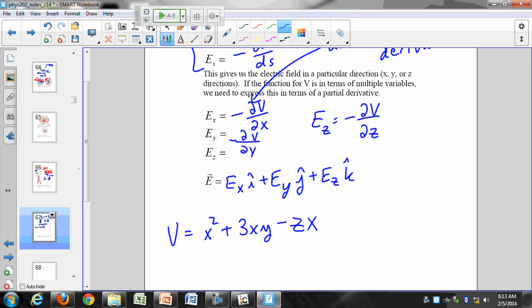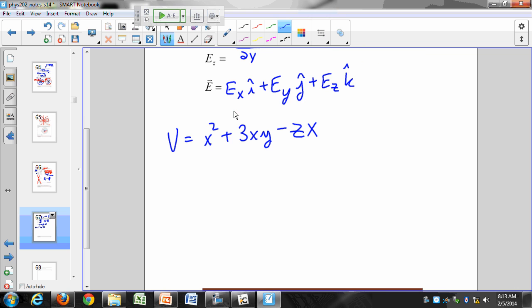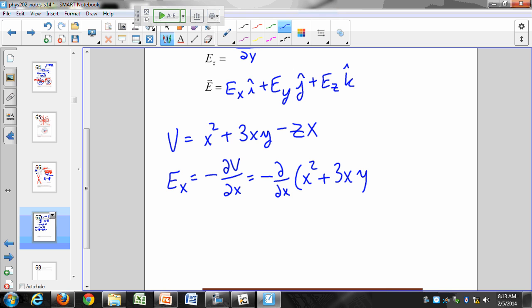All right, so I have some function, and I want to find the electric field. I've mapped out this voltage, this potential, in the lab, building a circuit or whatever, and I've created a voltage that looks like this in 3 dimensions. That's the voltage given x, y, and z coordinates by that function. Now, if I want to know Ex, it's going to be the negative of the partial of V with respect to x. That's going to be the negative del del x of that function, x squared plus 3xy minus zx.